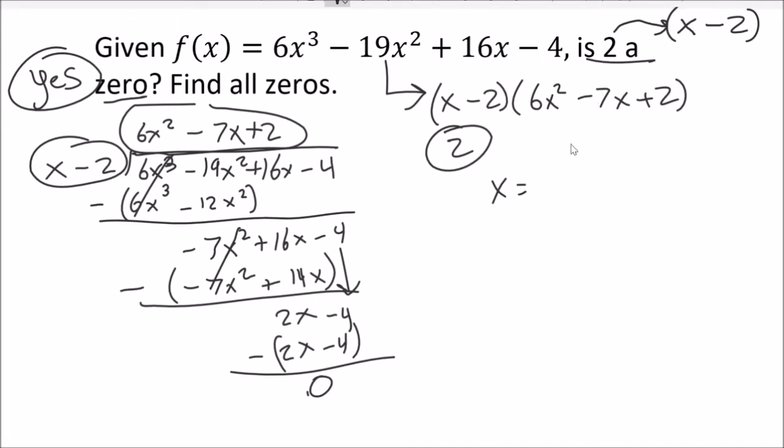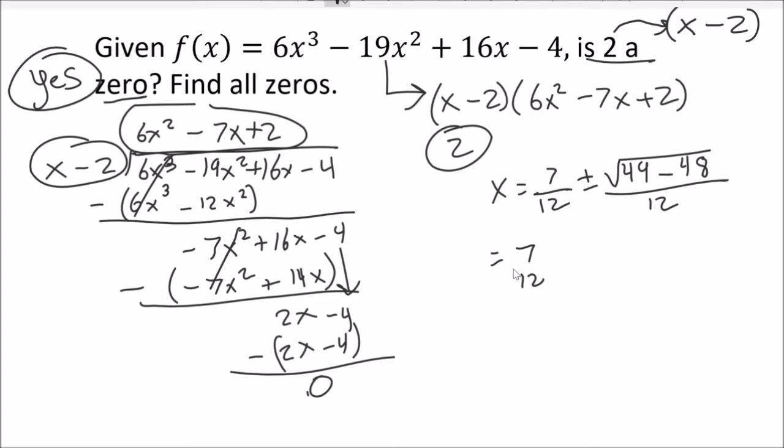X equals negative b. It's already negative, so we're going to make it positive, over 2a. 2 times 6 is 12. Plus or minus the square root of b squared. B is negative 7. Square it, you get 49. Minus 4ac. Let's do some mental math. 4 times 6 times 2. 4 times 6 is 24, times 2 is 48, over 2a. We already know what that is. It's 12. So let's keep going.